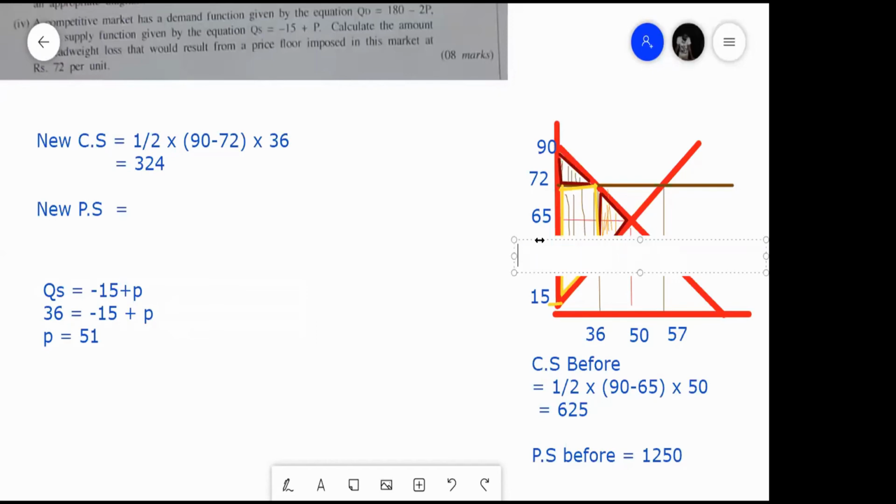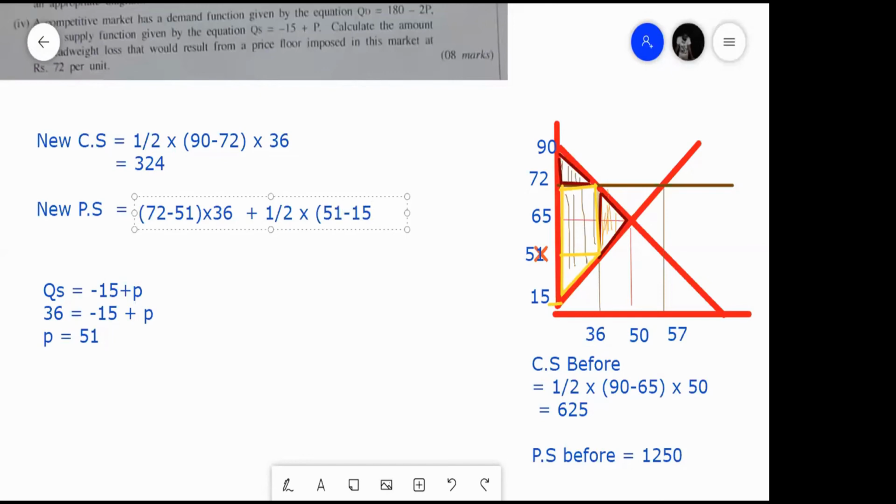Okay, so now can you find the areas of this small thing? If you find the area of the rectangle, it is 72 minus 51 into 36. That is the area of the rectangle. Area of the triangle is half into the height, 51 minus 15, into what is the length, that is again 36. Can you solve this and let me know how much do we get?